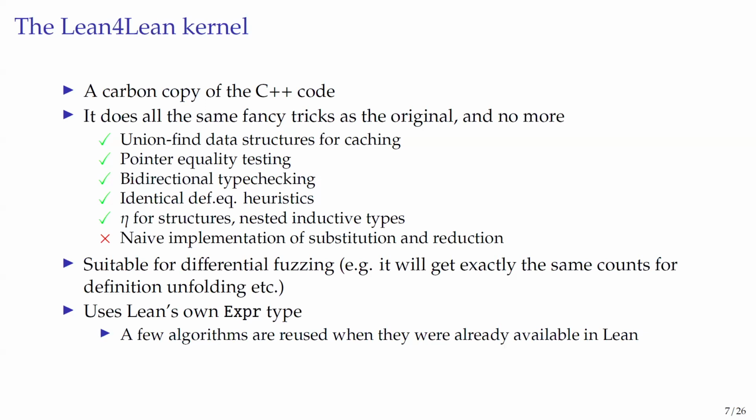This is on purpose. It makes it suitable for differential fuzzing. I can see when they ever differ: if one has a behavior, the other one also has the same behavior. I can count up exactly how many times a definition is reduced, and it's the same, that kind of thing. And it uses Lean's own Expr type. So a few algorithms are implemented in Lean. The Lean kernel is written in C++, but it calls out to Lean for a lot of things. In particular, the Expr type is implemented in Lean, and C++ will use Lean's implementation of that. Some algorithms are written in Lean, and when possible, I try to reuse those algorithms.